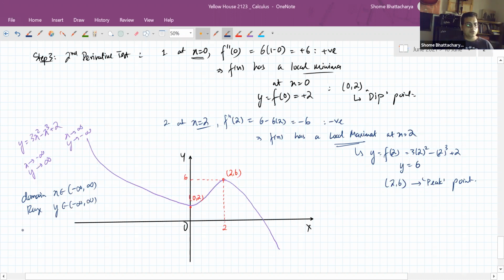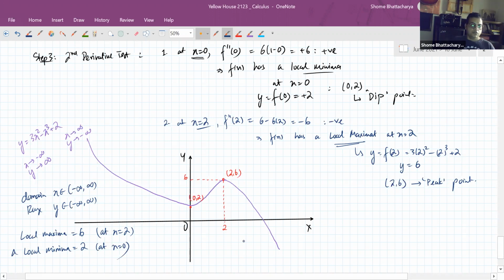Okay. But it also has local maxima equal to 6 at the point x equal to 2, and local minima equal to 2 at the point x equal to 0.